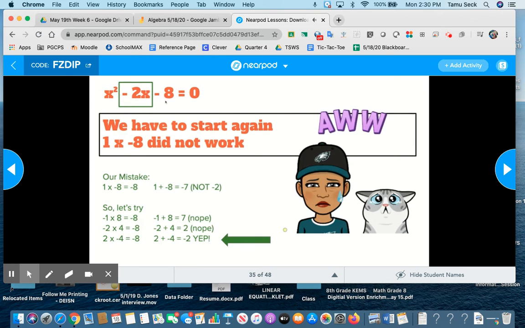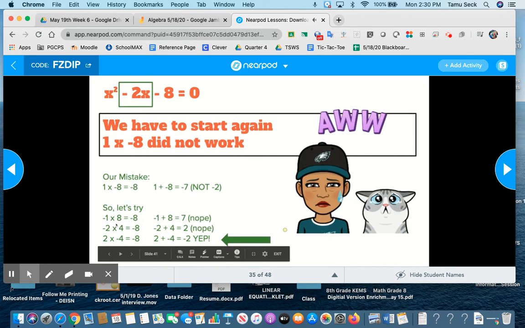1 times negative 8 gave us the negative 8, which we needed, but we have to add those two numbers in order to get the middle term. So we have to add 1 plus negative 8, and 1 plus negative 8 is equal to negative 7, not negative 2. So let's try the other equations. Negative 1 times 8 gives us negative 8. But does negative 1 plus 8 give us negative 2?